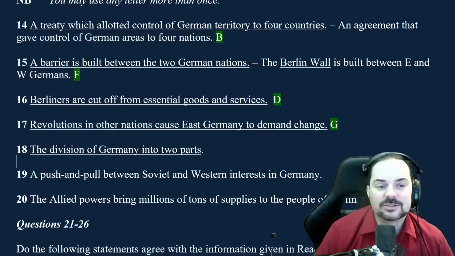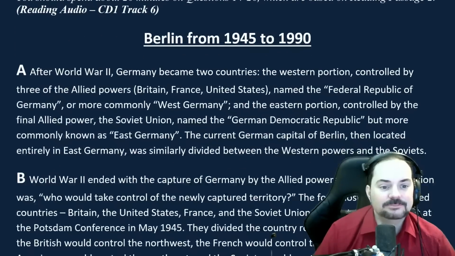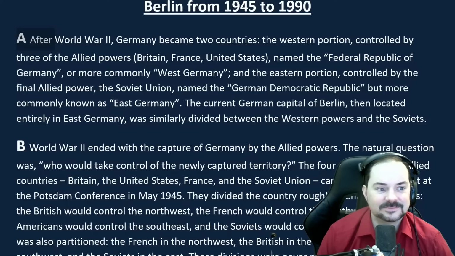So the division of Germany into two parts, kind of at the beginning, right? I would agree. I would probably have that logic too. Okay. Read A. After World War II, Germany became two countries. Yeah, it mentioned up there at the first sentence. The western portion, controlled by three of the Allied powers, Britain, France, United States, named the Federal Republic of Germany, or more commonly Western Germany, and the eastern portion, controlled by the final Allied power, the Soviet Union, named the German Democratic Republic, but more commonly known as Eastern Germany.